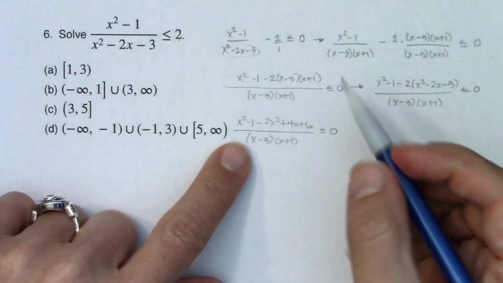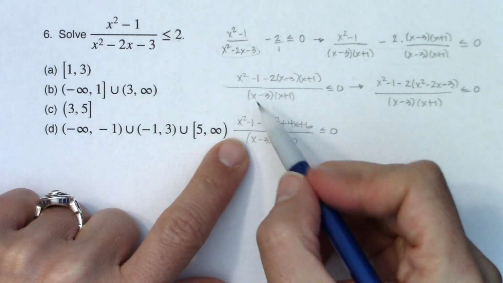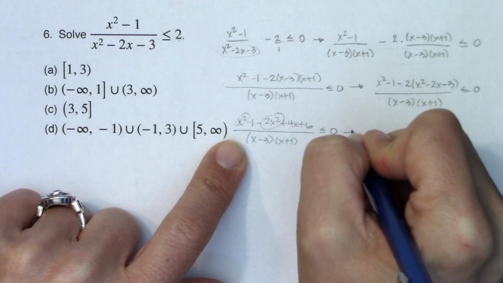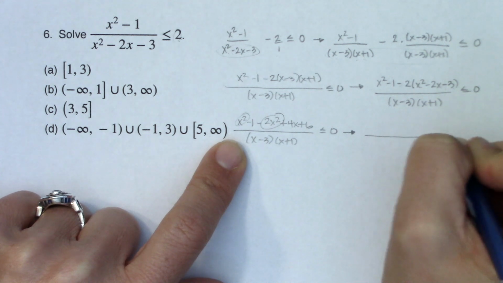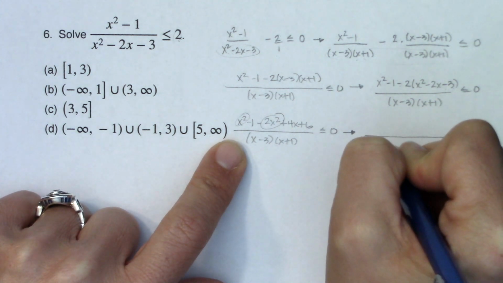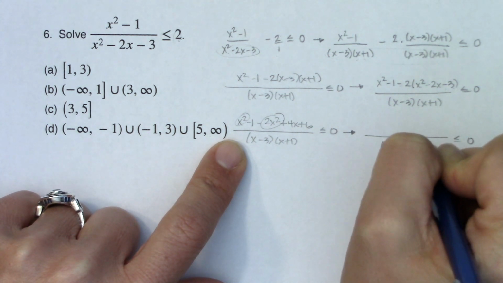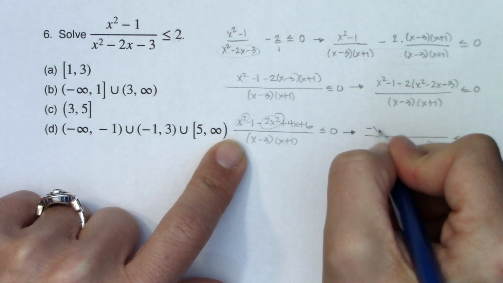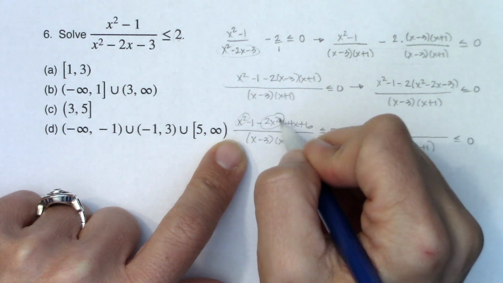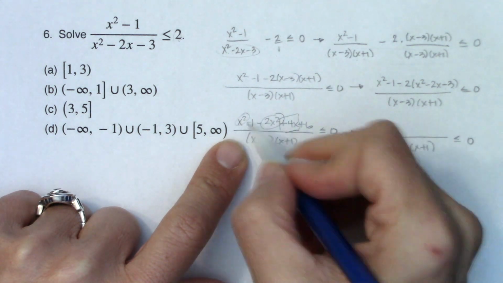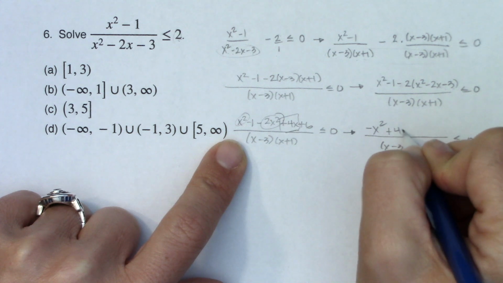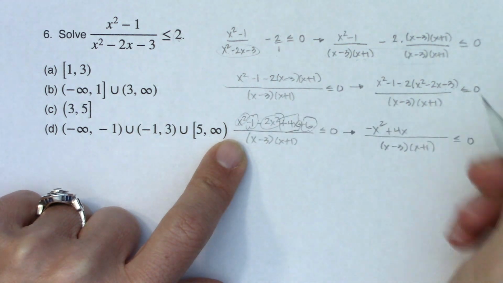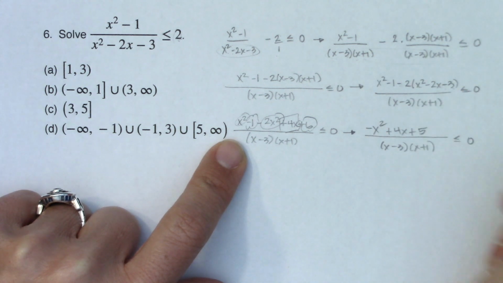All right, let's start combining terms. So it looks like I've got x squared and minus 2x squared. All right, let's go put this together. All right, I know this is still less than or equal to 0, over (x minus 3)(x plus 1). Okay, on the numerator, x squared minus 2x squared is minus x squared. All right, I've got a 4x here. I've got no other linear terms up here. And then I've got minus 1 plus 6 for my constant. So this is going to be plus 5.